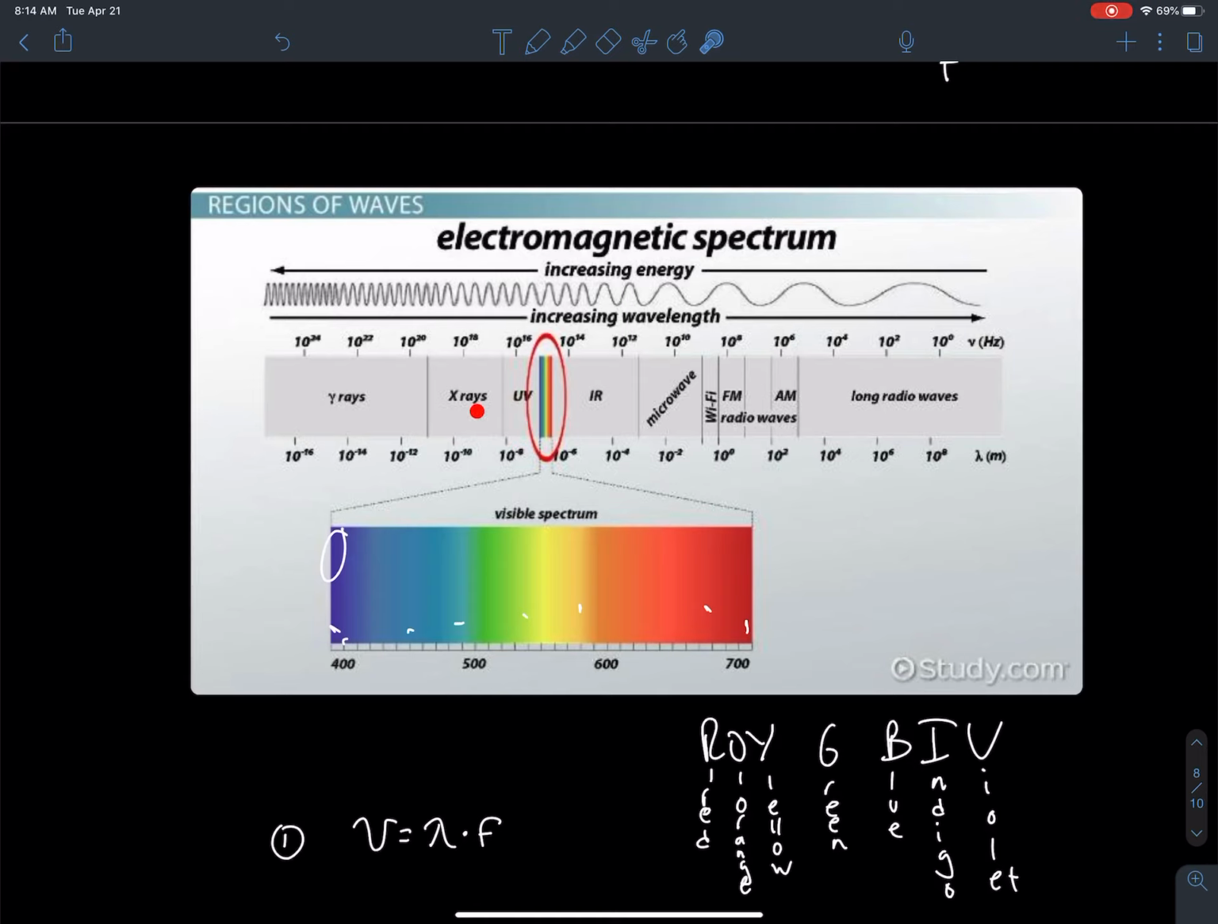X-rays are even more powerful, more energy carrying. And they are much smaller. They're an order of magnitude smaller than UV light in terms of their wavelength. And then gamma rays are associated with nuclear rays and cause a lot of damage to humans. So already I'm kind of giving you an idea that the higher the wavelength, the lower the energy. The lower the wavelength, the higher the energy.